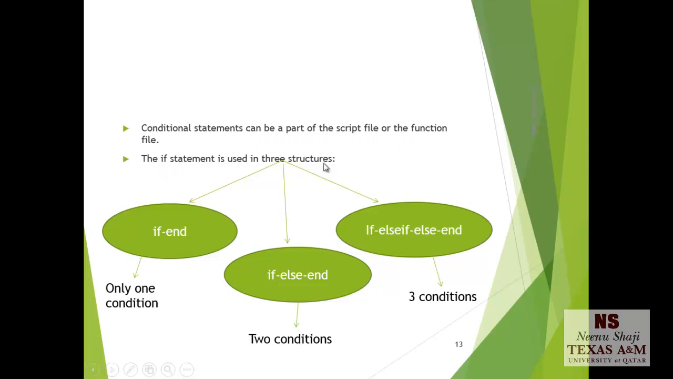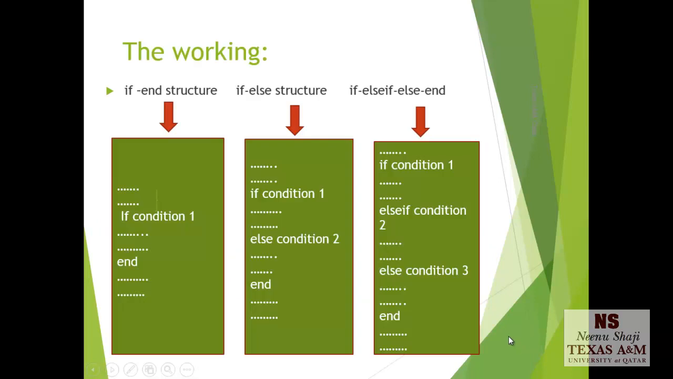The if statement is used in 3 structures. If you have only one condition, if end; 2 conditions, if else end; 3 conditions, if elseif else end. This is the basic structure of the if end structure. Then if else: you write the condition 1 and the block of statements to follow that. Else, condition 2, another set of statements, and then you end it. But if you have 3 conditions, you'll continue with else if in between.